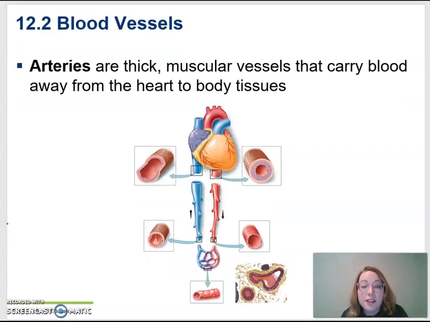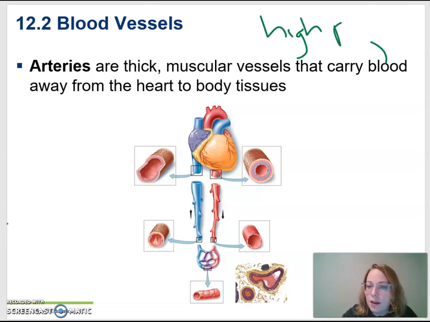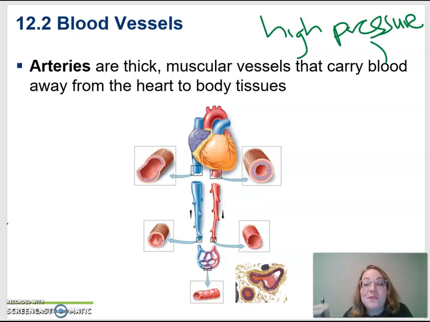Okay, so first leaving the heart, we have arteries. Arteries are going to be under the highest pressure because that heart is contracting, it's pushing blood out, high pressure. Blood is under high pressure. I'm under pressure while I write that. Okay, so modifications that arteries have to help.